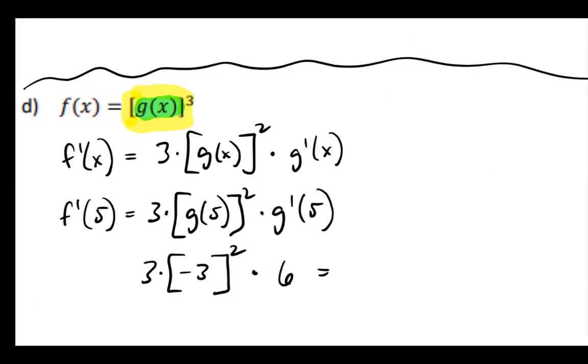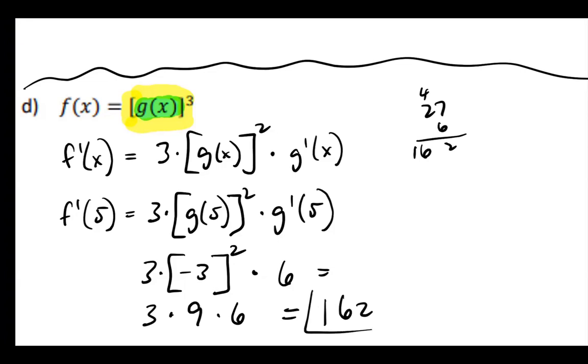Okay. So I have this left. I have multiplication and exponents, right? 3 times -3 squared times 6. So I go exponents first. So 3 times 9 times 6. Then I just have multiplication, 27 times 6, or 54 times 3, which is... see, 27 times 6, 162. Did I do that right? Okay. All right.